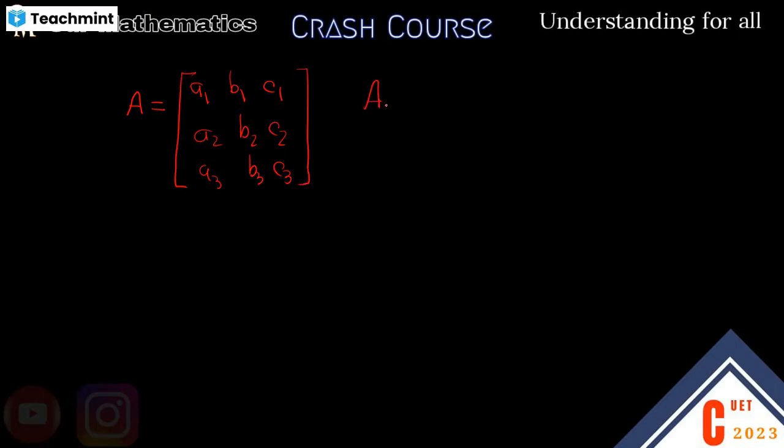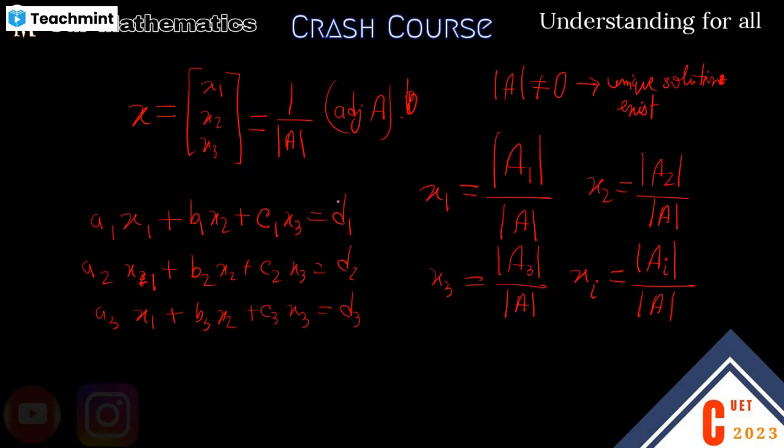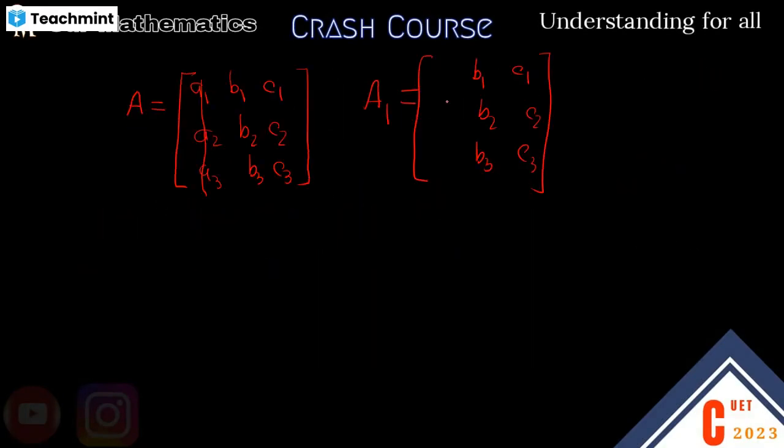Then A1 is nothing but just we have to replace the first column, cut the first column, everything will remain same: B2, B3, C2, C3. And what will come in the place of this first column? The last portion, that is this matrix B, will come here. It will become B1, B2, B3.